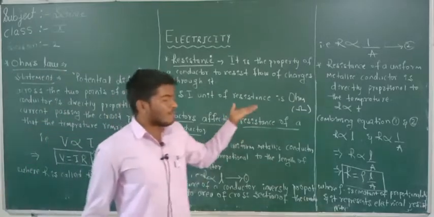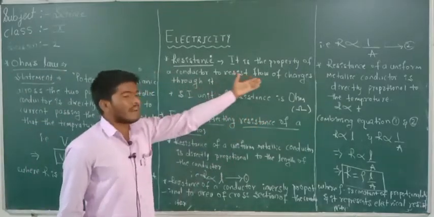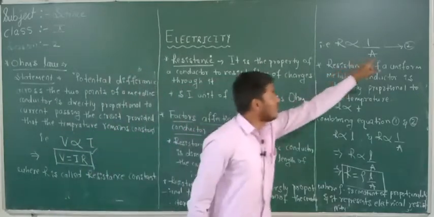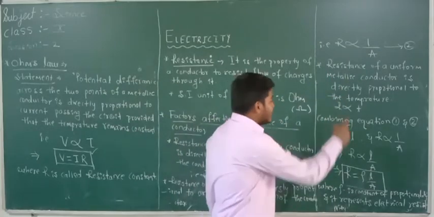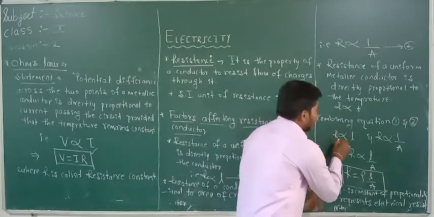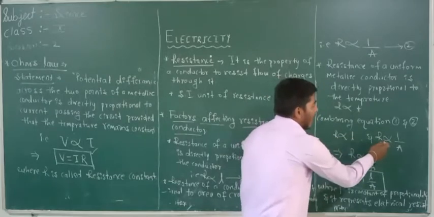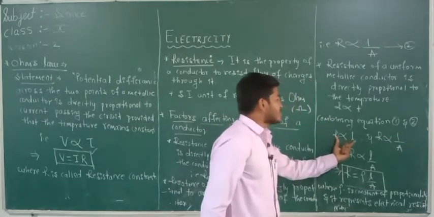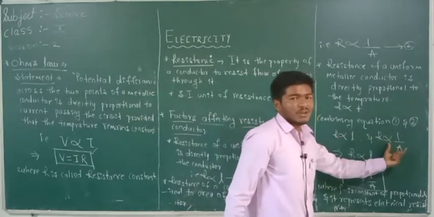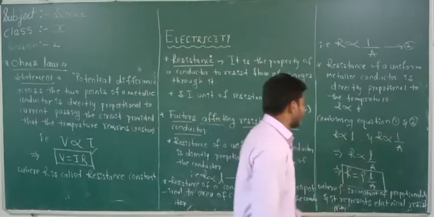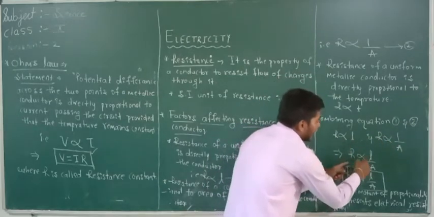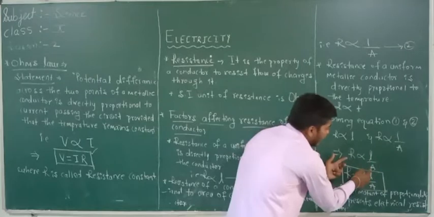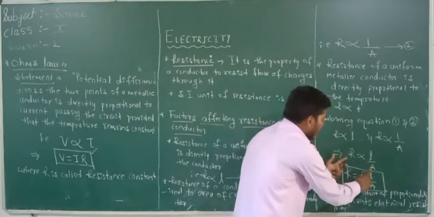I come back to the factors affecting the resistance of a conductor. From equations 1 and 2, resistance is directly proportional to the length of the conductor, and inversely proportional to the area of cross section. That is, R is directly proportional to L and R is inversely proportional to A. Combining these two equations, we get another equation: R is directly proportional to L by A, that is, directly proportional to length and inversely proportional to area of cross section of the conductor.